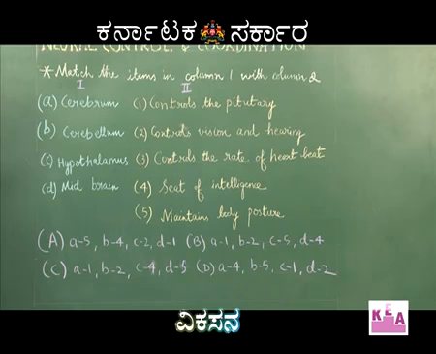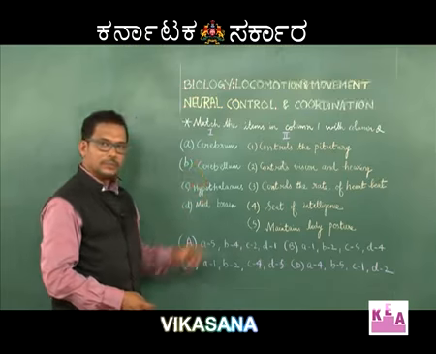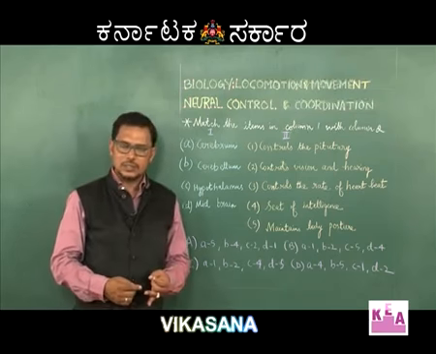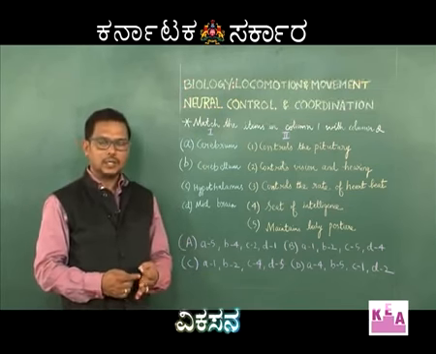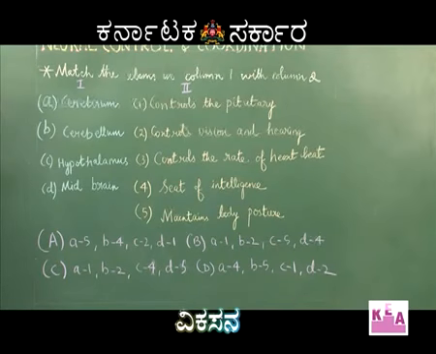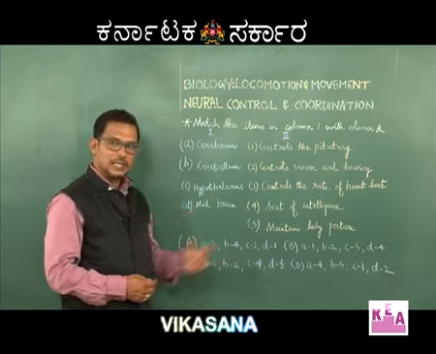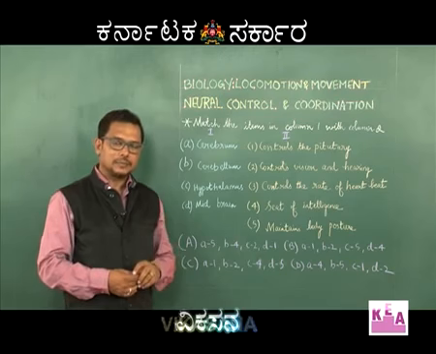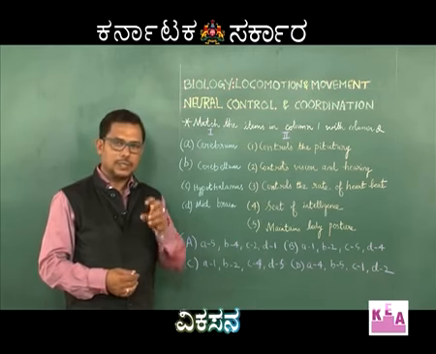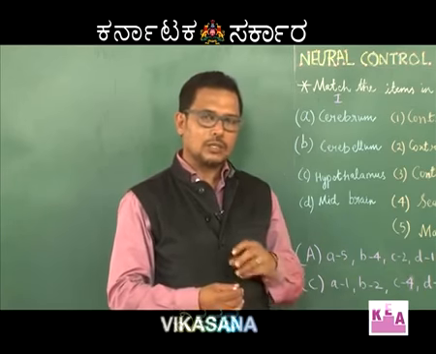Next question, match the items in column 1 with column 2 and choose the correct option. In column 1 we have various parts of the brain, and in column 2 we have functions of those various parts of the brain. Cerebrum is the seat of intelligence, it is a site of speech, memory, thought. Cerebellum controls body posture, coordinated muscular movement, whereas hypothalamus is a region in which pituitary is present. It controls the functions of the pituitary. So, hypothalamus is also called master of master gland.